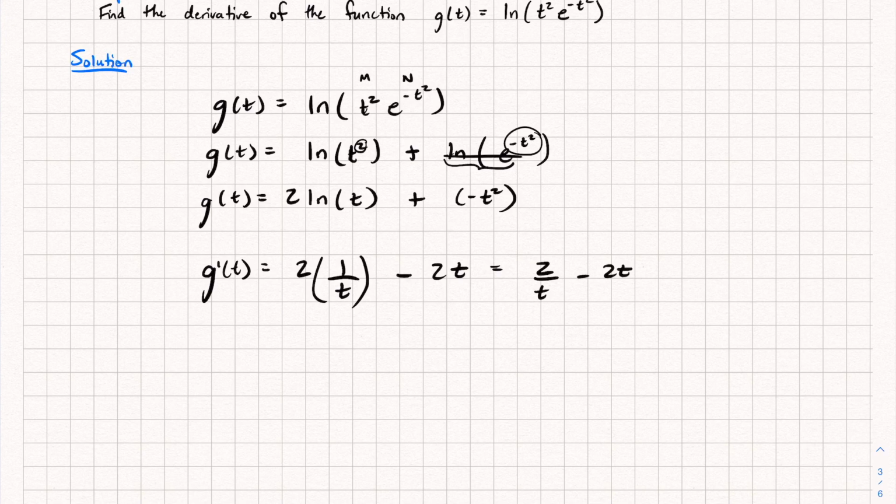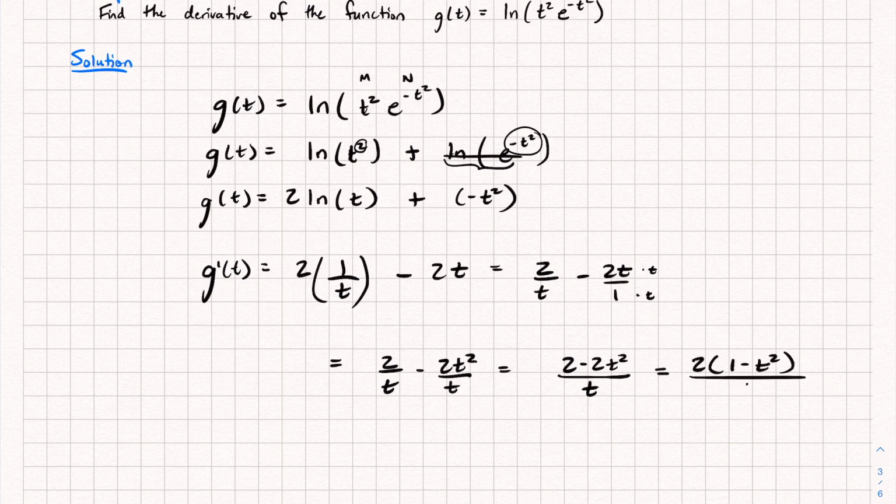Here, you'll see on my lesson plan that I went ahead and brought this into one fraction. So to walk you through that, I would need a common denominator, so multiplying top and bottom by t. I would get 2 over t minus 2t squared over t, which is 2 minus 2t squared all over that common denominator, t. And then the final step would be to bring out the 2. And this is the final answer.